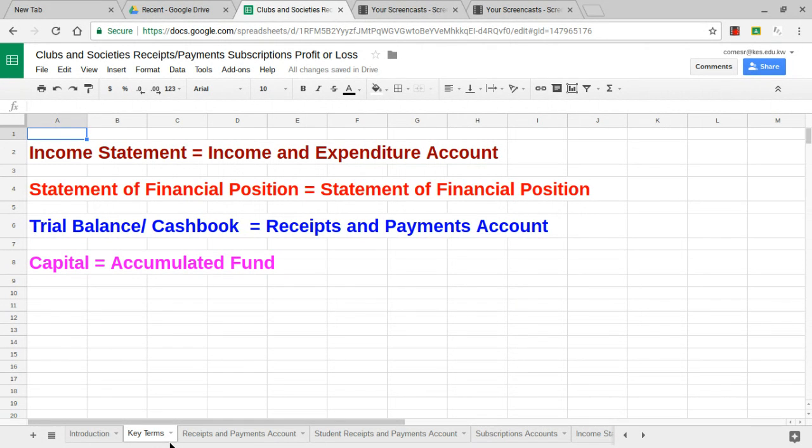And we don't refer to capital anymore. Capital belongs to the owners. Accumulated fund is what we call the equivalent of capital in a club and society, and that belongs to the members of the club.